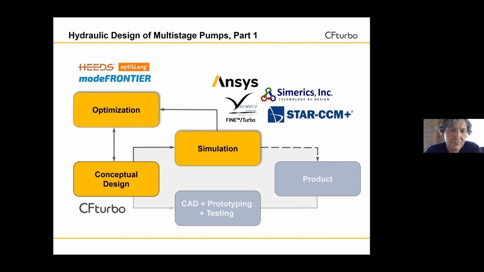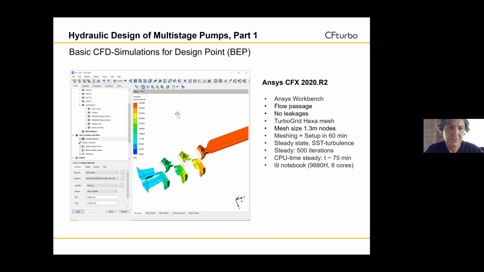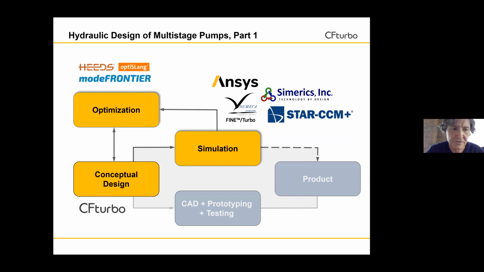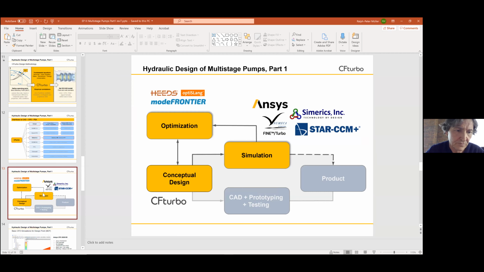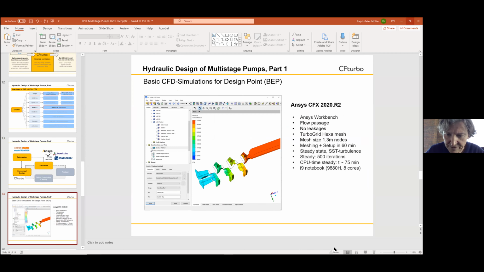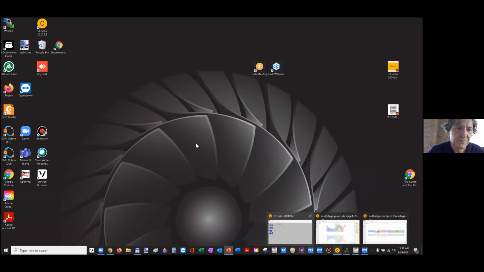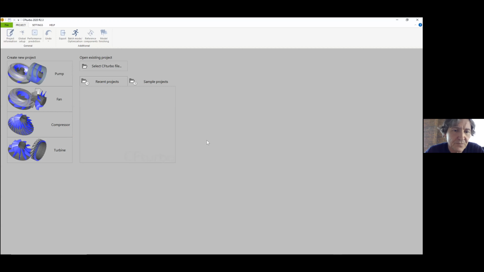So now I'm ready to go to CF Turbo and start the simulation. Results will come later. This is the GUI of CF Turbo. Besides pumps, we could also build fans, compressors, or turbines. Today we build a pump and we choose our pump module.